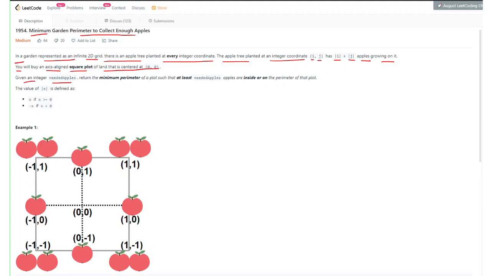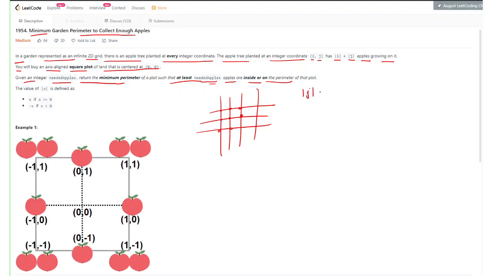Given an integer needed apples, return the minimum perimeter of a plot that has at least this number of apples inside or on the perimeter. So basically, what this is saying is there's an infinite 2D grid. This is the origin, and at each coordinate that you see, if you do the mod of I plus mod of j, that number of apples are growing at that particular coordinate.